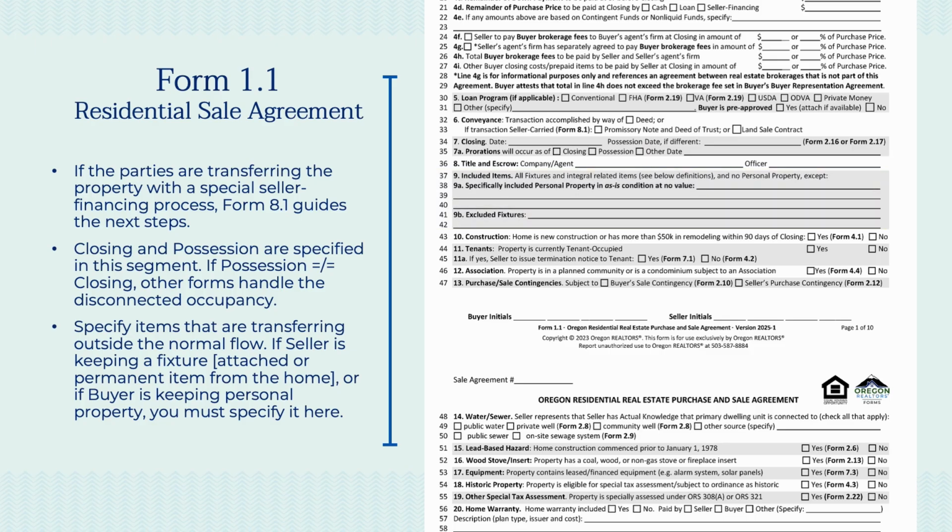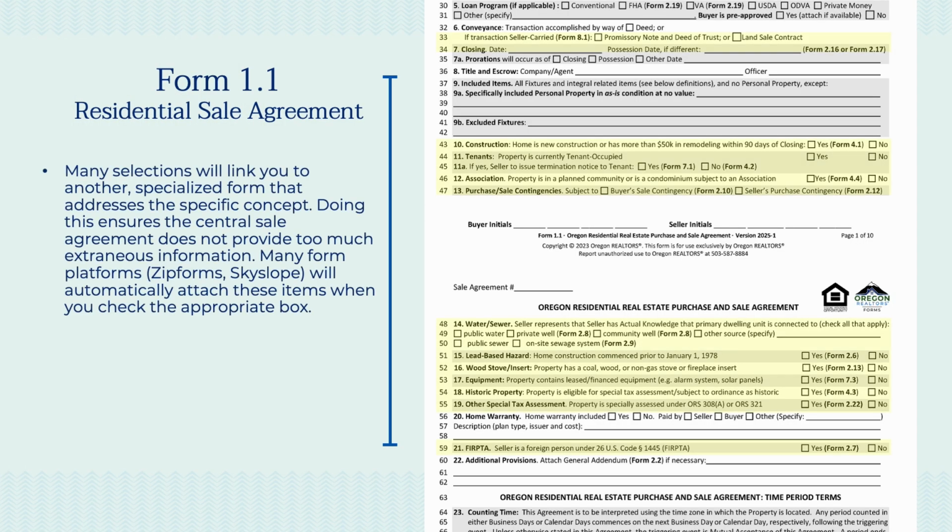There are some sections that will link you to special forms, other forms that accommodate very specific scenarios. Those are all the ones highlighted here. As you can see, there's bolded language: use form 2.16, use form 4.1, use form 7.2. It will tell you specifically the form to use. Many of these form platforms, your SkySlopes and your Zip forms, will automatically attach those items if you check that box, but it's not guaranteed. So always check your file and make sure you have the documents that you need.